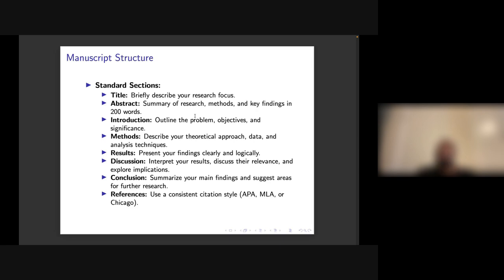You should have an abstract, which if somebody wants to know a little bit more than just the title, they can read the abstract and know. And in general, the title and the abstract are the first things you present, but they are the last things you write. And then your introduction should outline the problem, the objectives, and its significance. Then you go to the methods, where you describe your theoretical research, like what did you do, how did you do it, and then eventually you present your findings. In math, sometimes we have title, abstract, introduction, results, method, discussion, and conclusion.